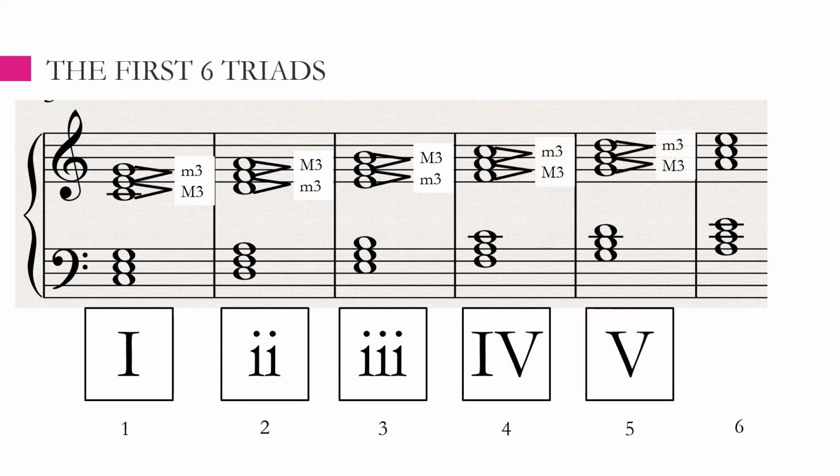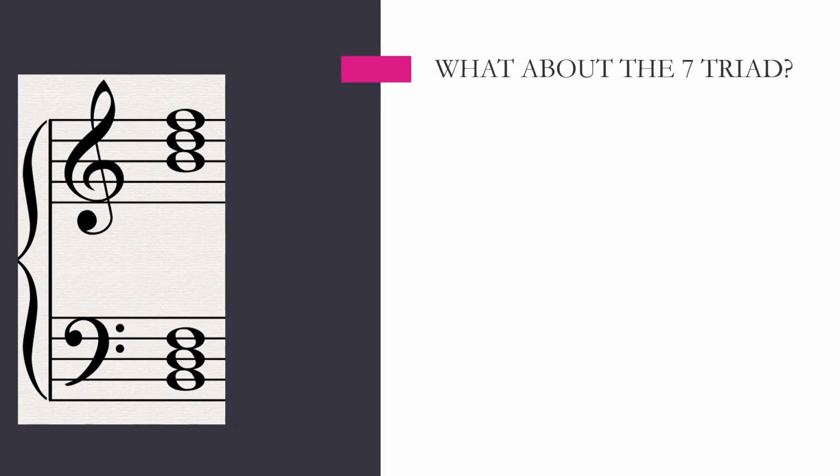The 4 and the 5 are both major, and the 6 is a minor chord. But what happened to the 7 triad? Why did we not look at that? Well, the thing is, a 7 in a major scale or in the major key is a little unique. And that's because of the thirds that it's constructed of.